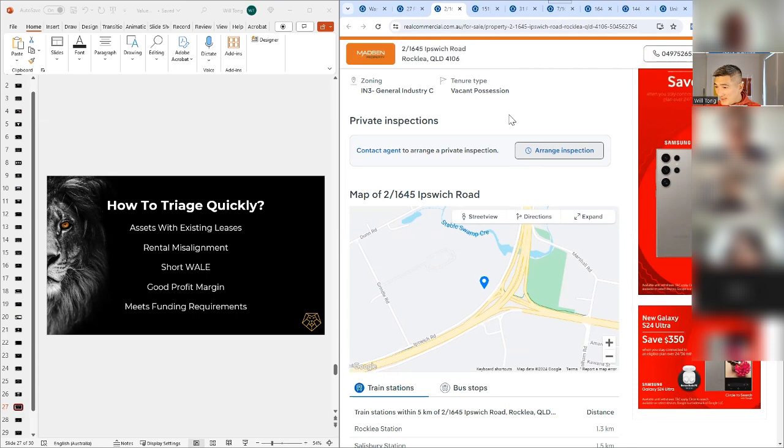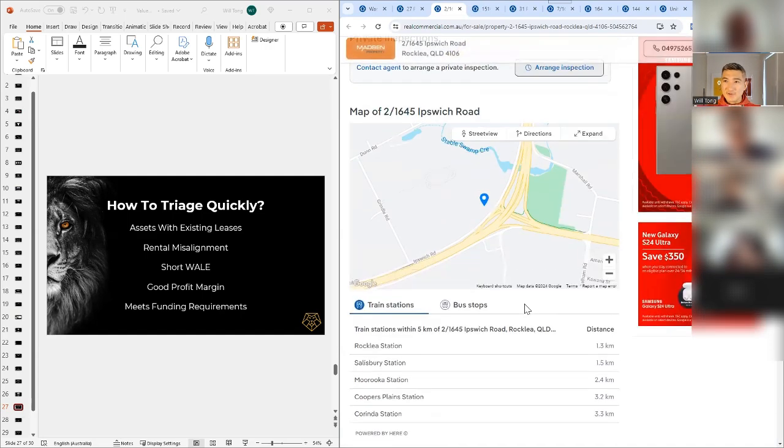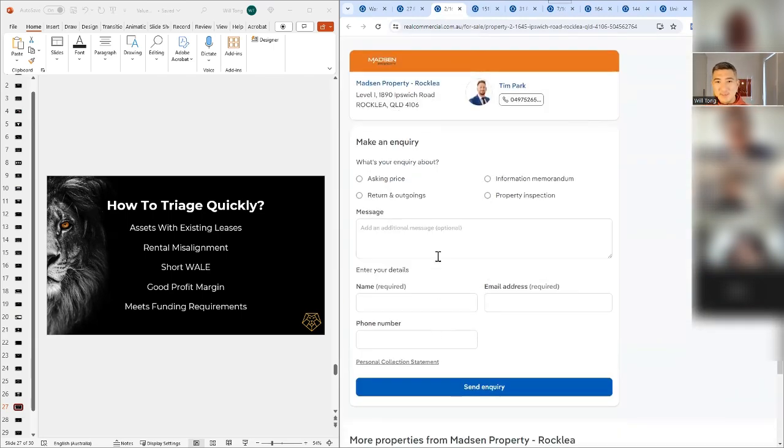Now, a lot of times, just be mindful that the agents or the secretaries that are uploading it forget to tick this box. So this could be wrong. That's why I always look at the description. Okay, so here we go. Lease until August 2024. Oh, which is only like 4 months away. That's interesting. But it doesn't say what the rent is. So let's find out. Okay, so let's make an inquiry. Hey, can you please confirm the rent, send me an IM, send me a copy of the lease.